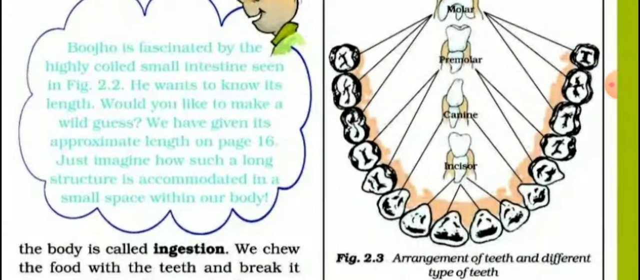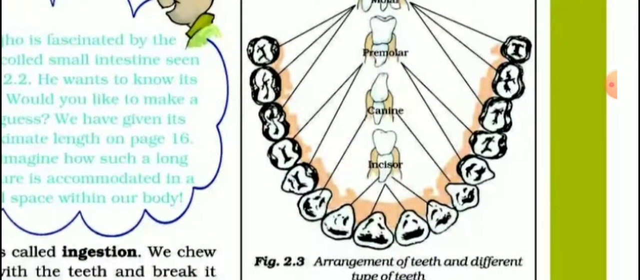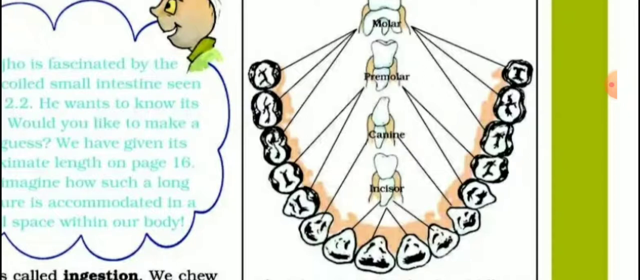Okay, listen. This is a type of teeth. What are the types of teeth? There are 4 types of teeth. What are the 4 types of teeth? Incisors, canines, premolars and molars.